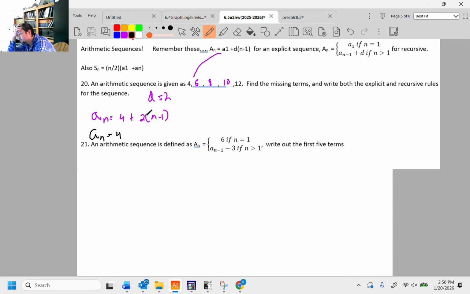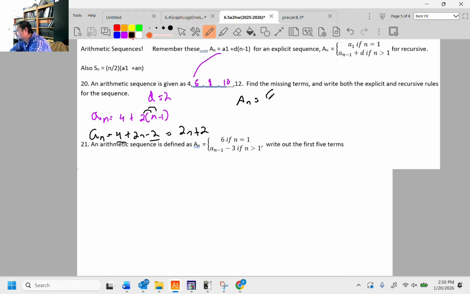So let's go ahead and distribute that 2. That'll give us 2n minus 2. And then we'll combine like terms, and we'll get 2n plus 2. That's the explicit rule. The recursive rule is also given to you.